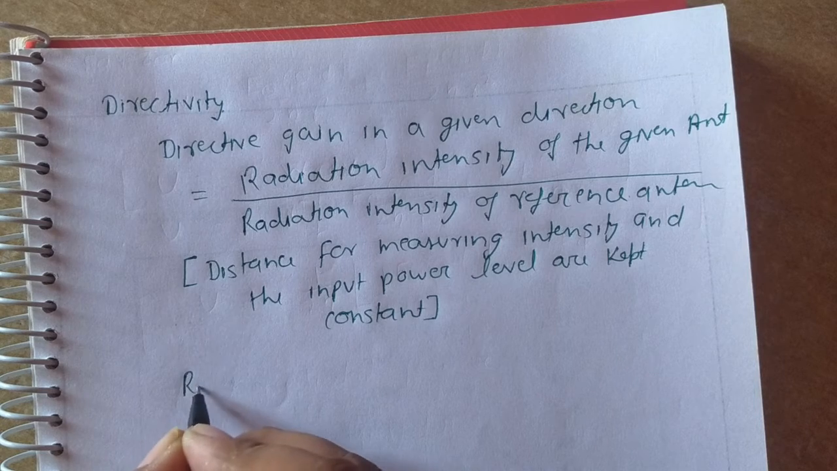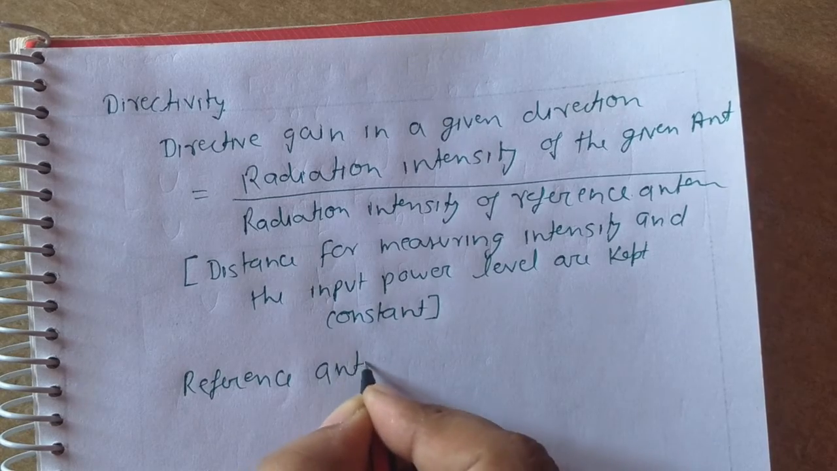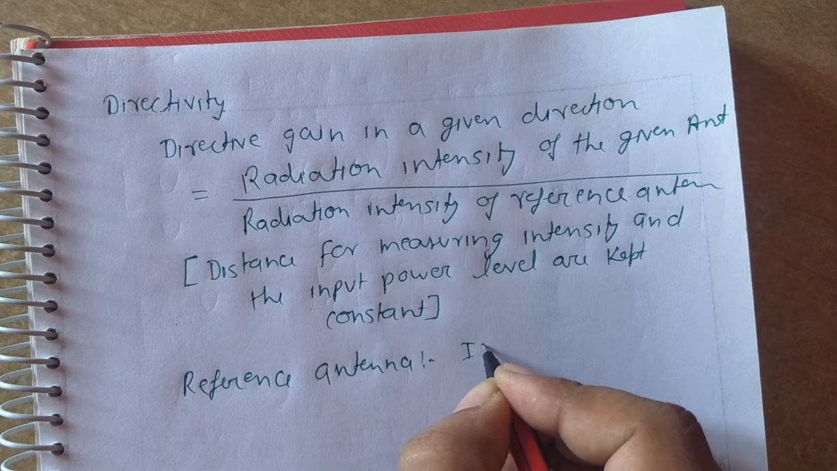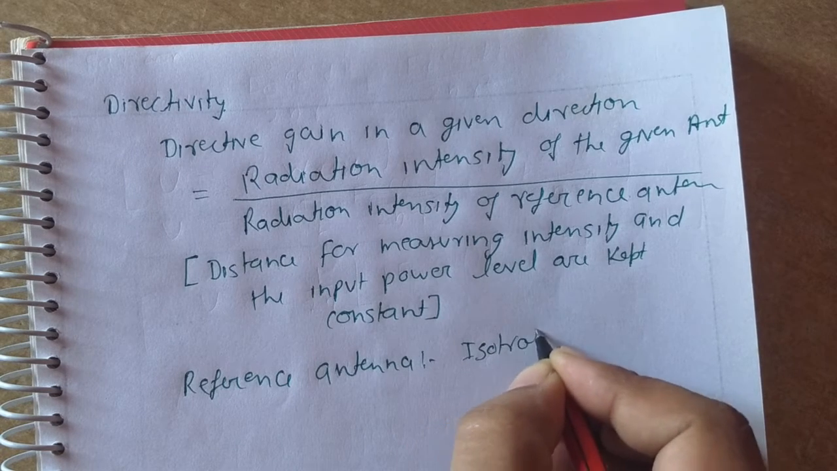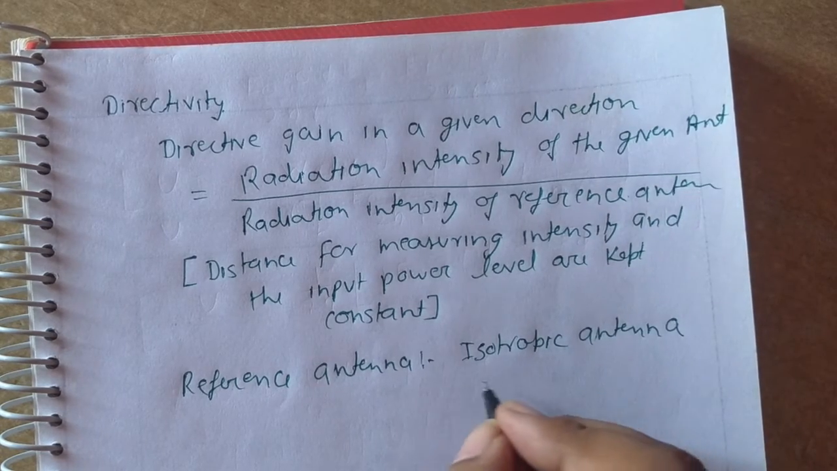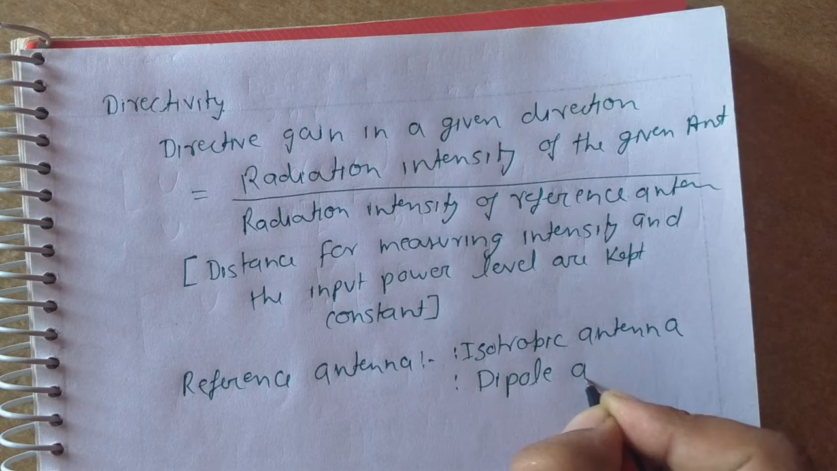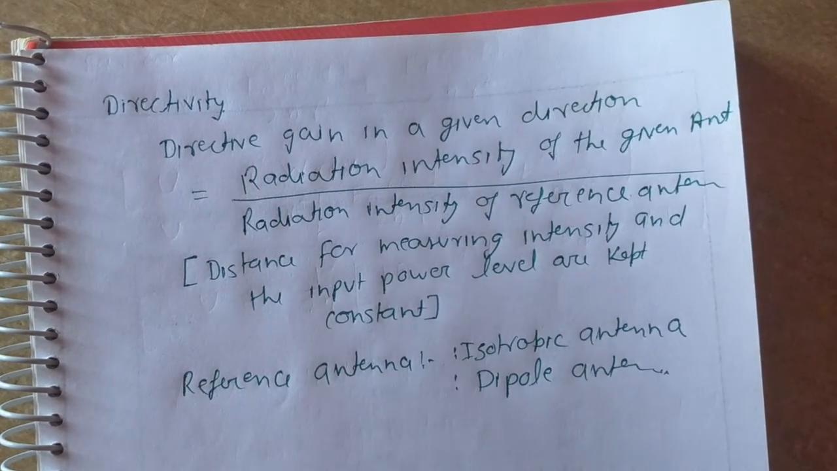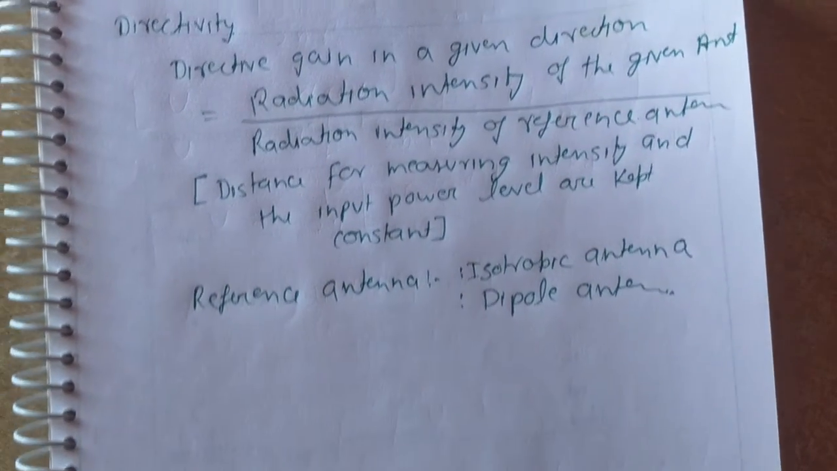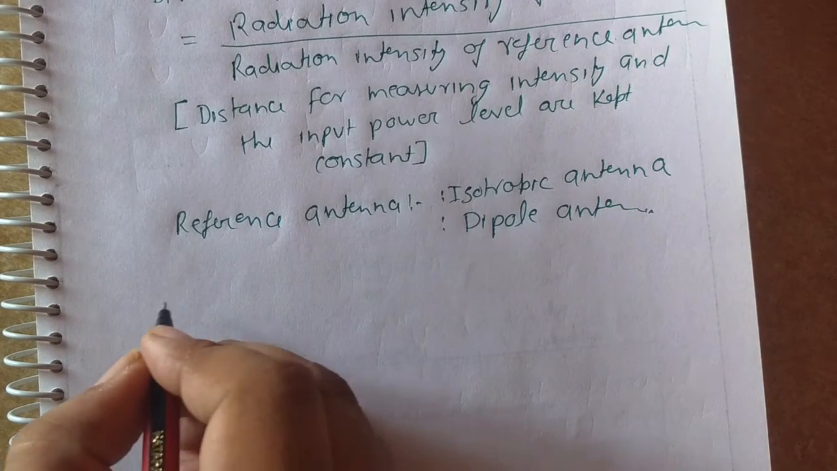And for reference antenna we will use isotropic antenna or dipole antenna. So this is the expression of the directive gain of the antenna. And now what is the directivity? Directivity is nothing but the maximum directive gain in a particular direction.